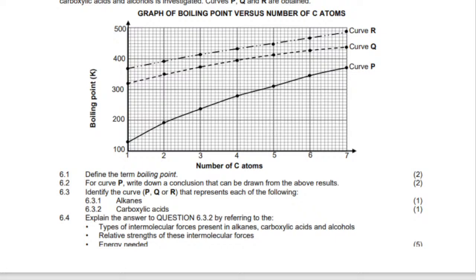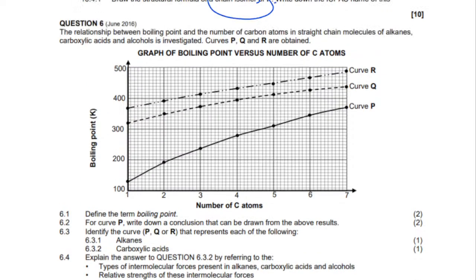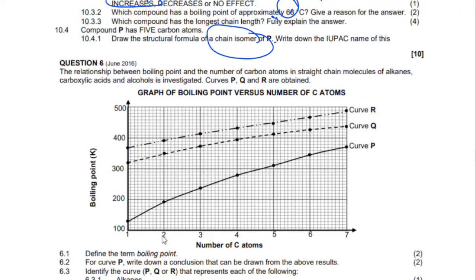Then I'm saying curve P, that's bad manners. What is bad manners? You just get the question without reading the statement. You always get 0. Relationship between boiling point and the number of carbon atoms of straight chain alkanes, carboxylic acids, alcohols. Oh, carboxylic acid, alcohol. Okay, sharp. They're saying that now.